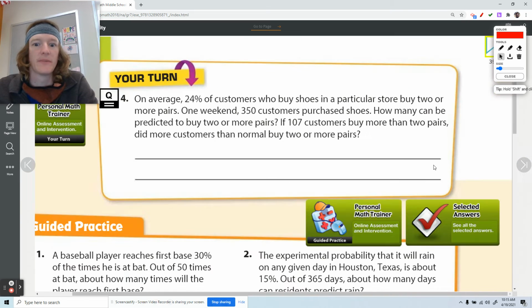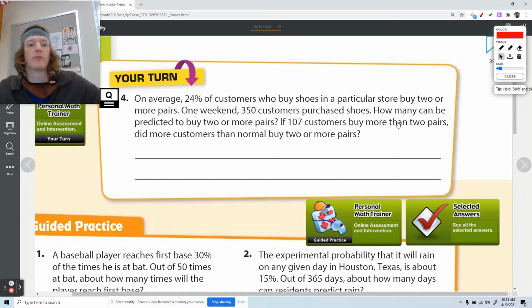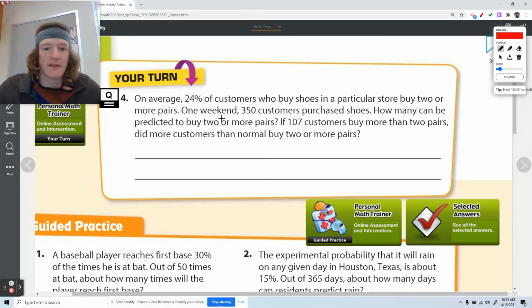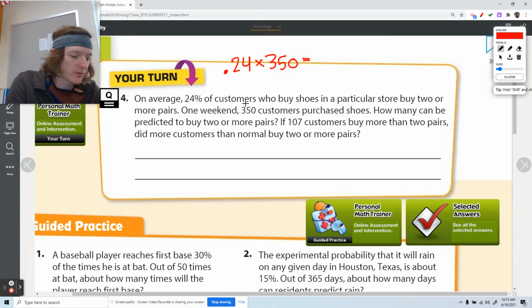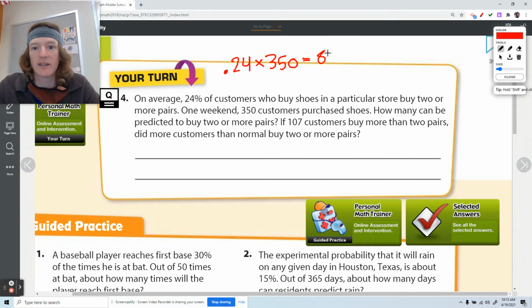Next page. We're going to do this entire page. On average, 24% of customers who buy shoes in a store buy 2 or more pairs. So 24%, that's 0.24. On a weekend, 350 people purchase shoes. How many can be predicted to buy 2 or more pairs? Well, let's find out what 24% of this big number is. 0.24 times 350. This should be about 84 people buying 2 or more pairs.